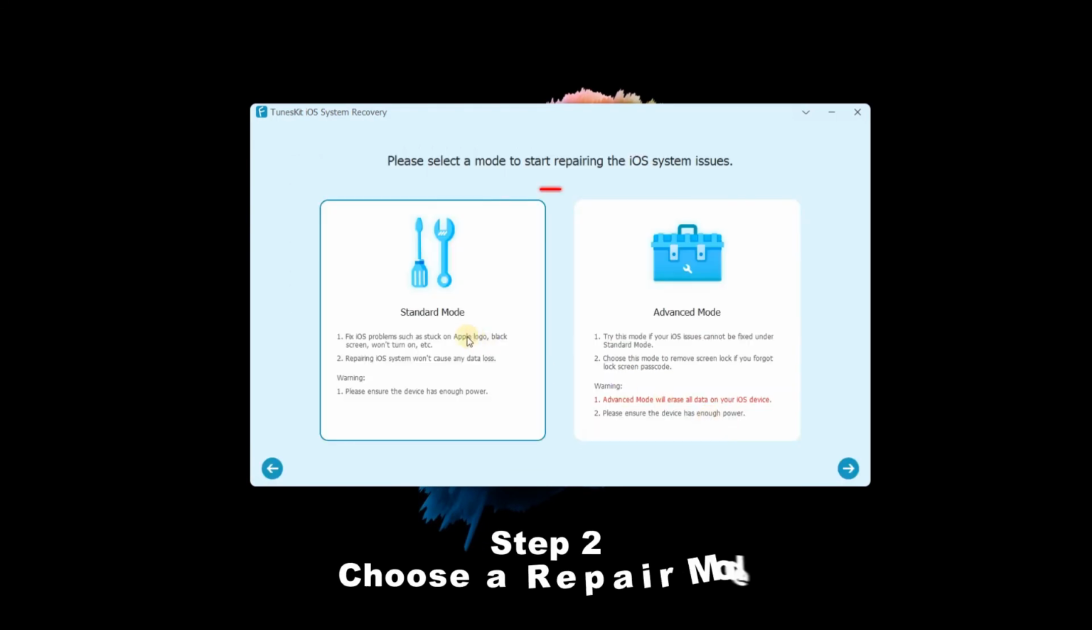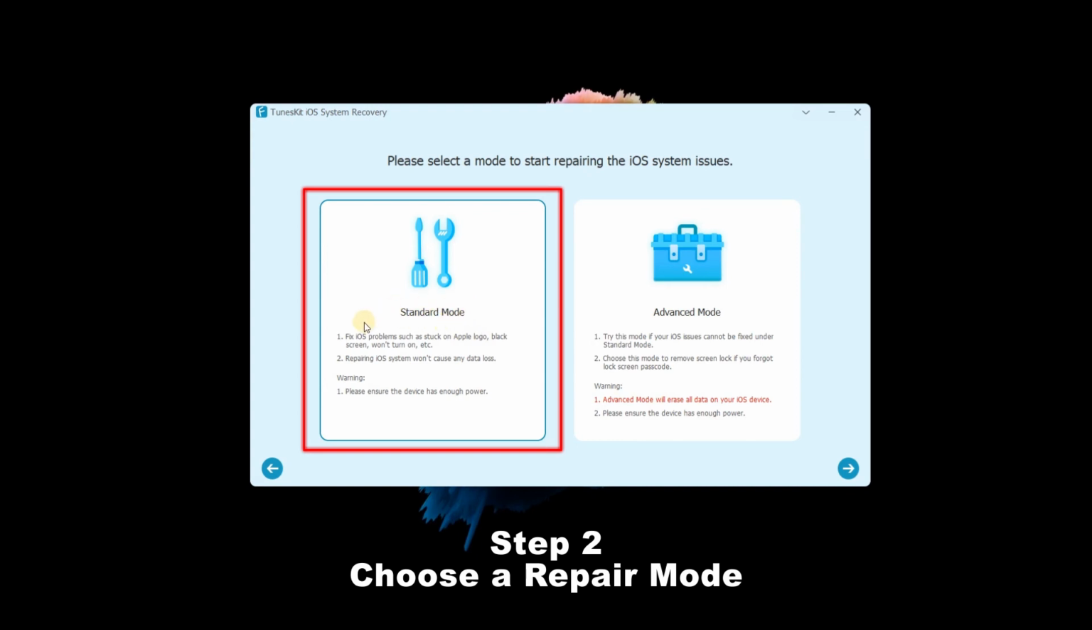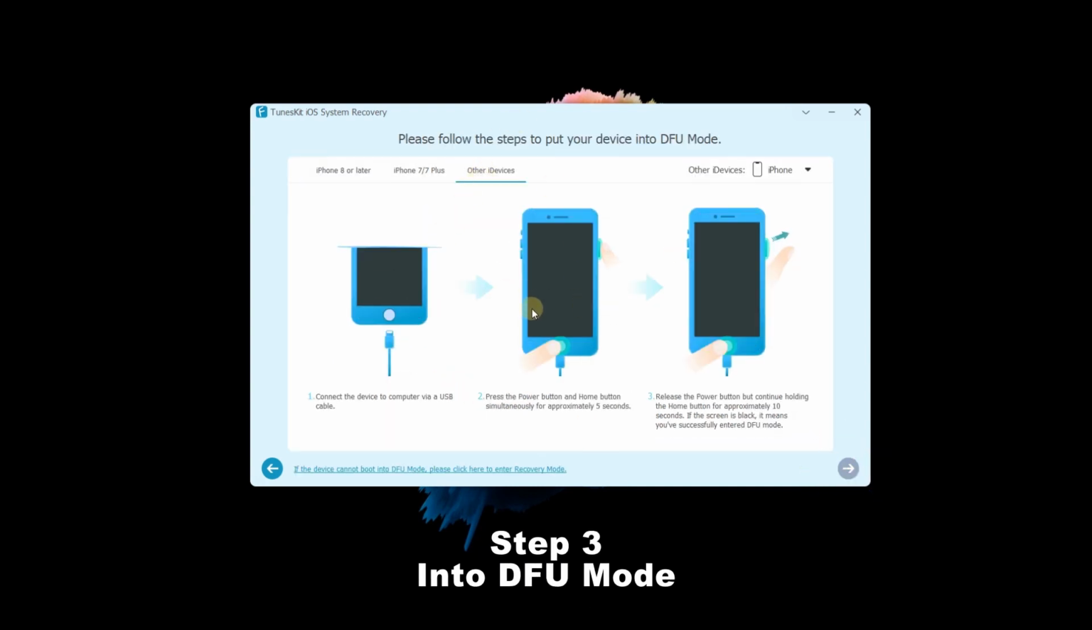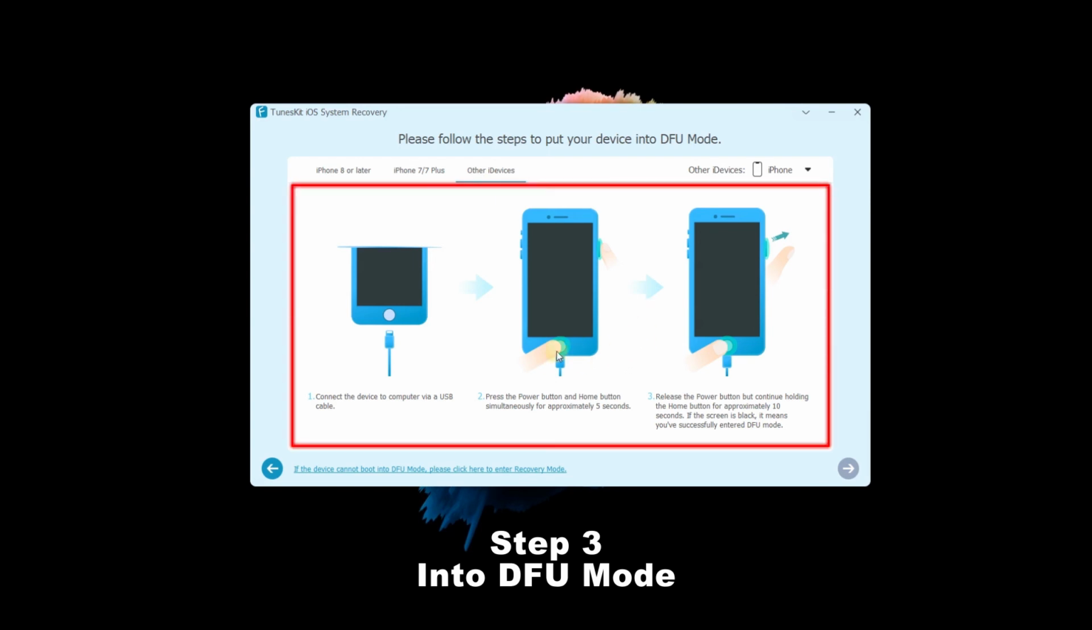Step 2. Choose a repair mode. The standard mode is better, as it can keep the iPhone data intact. If done, click the Next button. Step 3. Into DFU mode. Follow the 3 steps to put your device into DFU mode. When the Next button is turned blue, then click it to the next step.